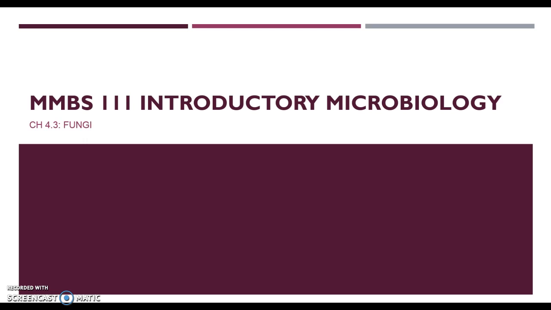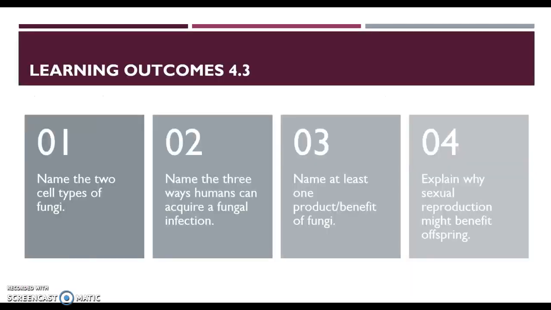Today's mini lesson is going to address content from section 4.3. We will be discussing fungi and their characteristics as part of our eukaryotic microorganisms. There are 4 learning outcomes for this mini lecture. First, be able to name the 2 cell types of fungi. Second, name the 3 ways humans can acquire a fungal infection. 3, name at least one product or benefit of fungi. And 4, explain why sexual reproduction might benefit offspring.